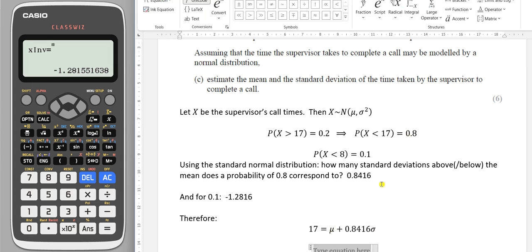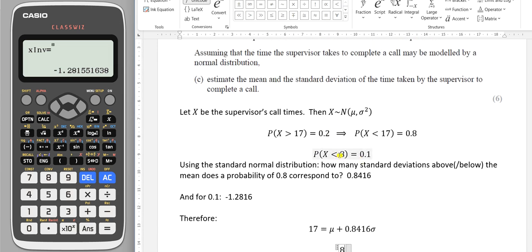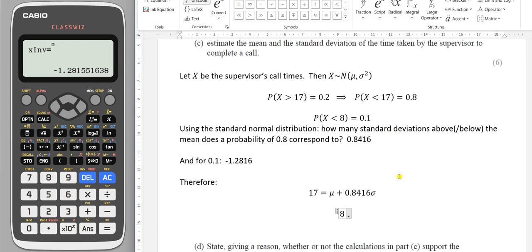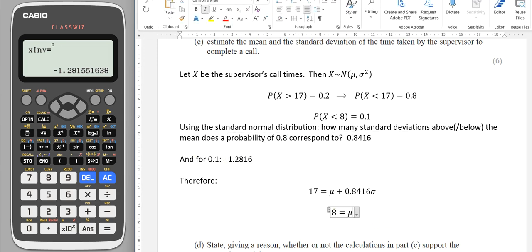And then the next one was 8. The value of 8 corresponds to the lower limit, the upper limit of a 0.1 area. So 8 must be 1.2816 standard deviations below the mean. That one's got a negative in, so minus 1.2816 sigma.